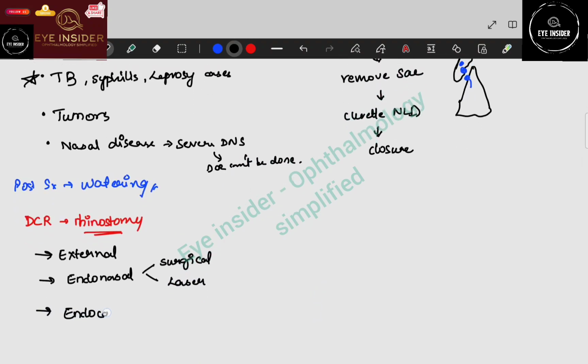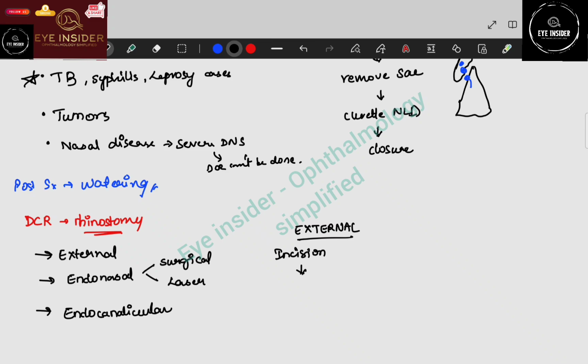Coming to the steps of external DCR, they remain almost similar to that of DCT, but at last, instead of removing the sac, we will just open the sac and stitch it to the nasal mucosa, so that the fluid is drained into the nose, and through which it goes into the nasal cavity, larynx and all. Okay, so this is the external DCR.